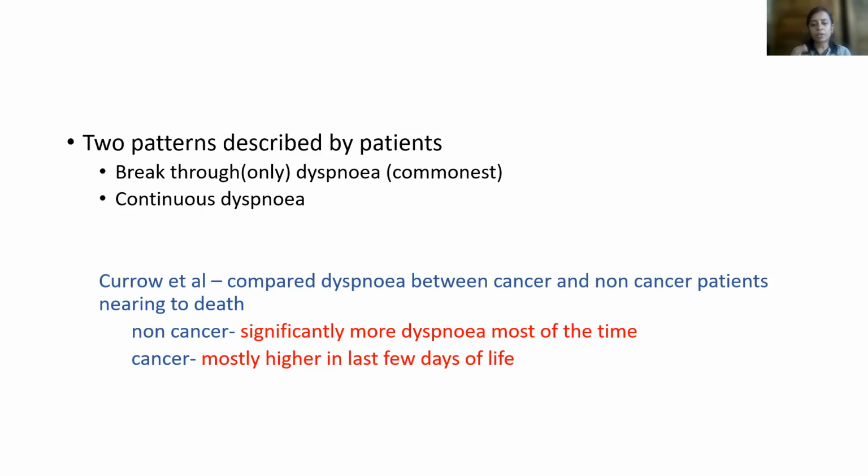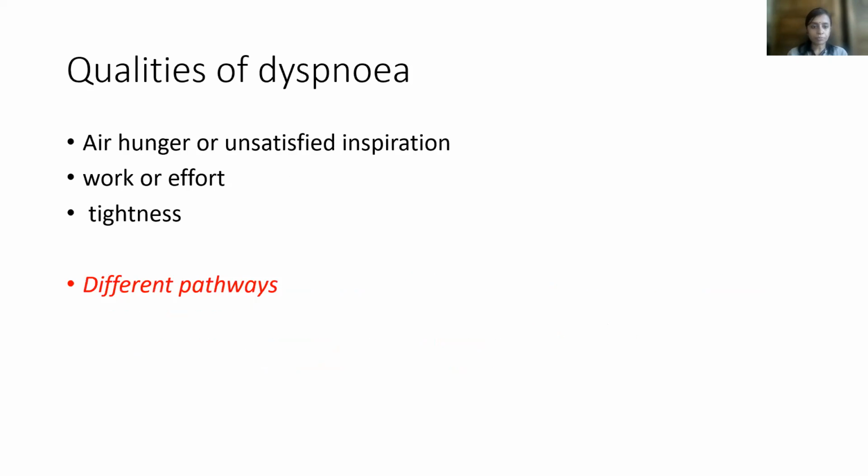And there will be a background continuous dyspnea. These are the two patterns described by the patient. When it comes to cancer, it is mostly seen in the last few days of life. But in non-cancer, the breathlessness will be longer. There will be lesser quantity, lesser intensity of breathlessness for a long period of time in non-cancer patients. But in cancer, the breathlessness increases mostly in the last few days of life.